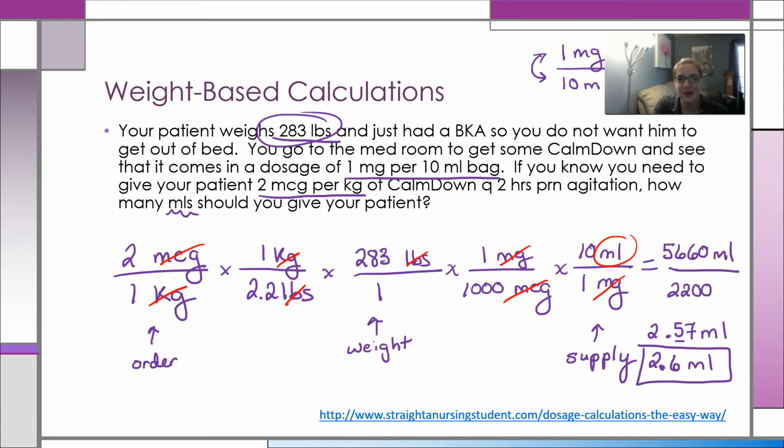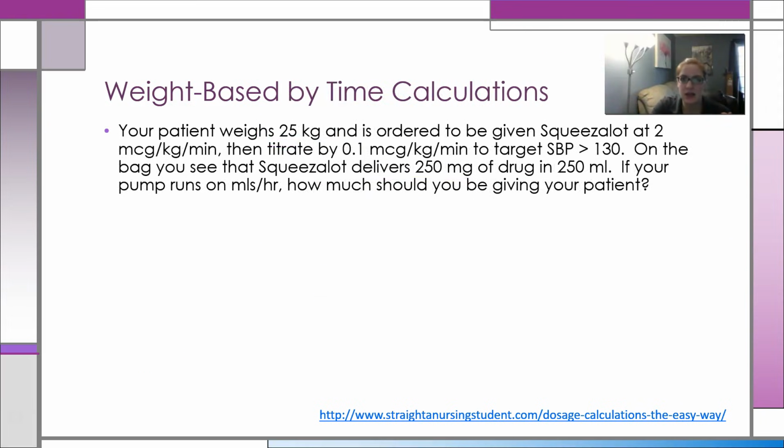Let's go ahead and keep going. So we got our weight-based calculations. We've got our basic calculations done. What do we have left? We have some more weight-based calculations, but we need to do it by time. Now, these ones are a little bit different because the order is going to look a little bit strange.